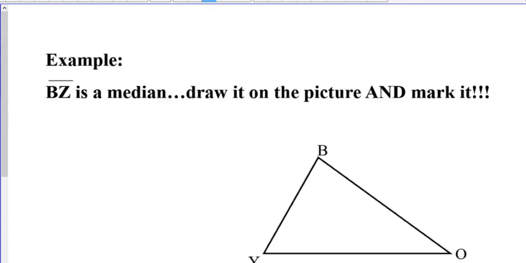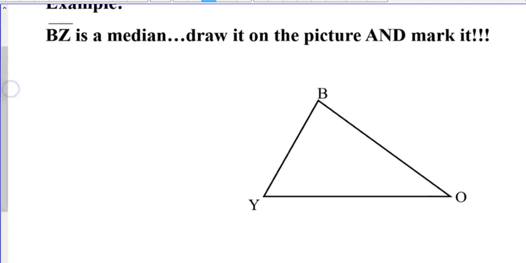So we need to mark the midpoints. It says BZ is a median. Well, we know it's coming from this vertex right here. There we go. So if it's a median from B, that means we're going to the midpoint of the opposite side, like so. And you can use a ruler to measure and find the exact point, or you can estimate. Just like that. Oh, and then don't forget to mark Z.